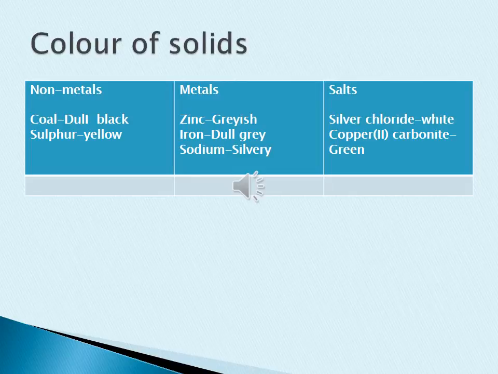We come to the metals. In metals, zinc, iron, sodium. What is the color? Zinc, gray. Iron, dull gray. Sodium, silvery. Next salts. Silver chloride is white in color. Then copper carbonate, that color is green. These are the colors of solids.